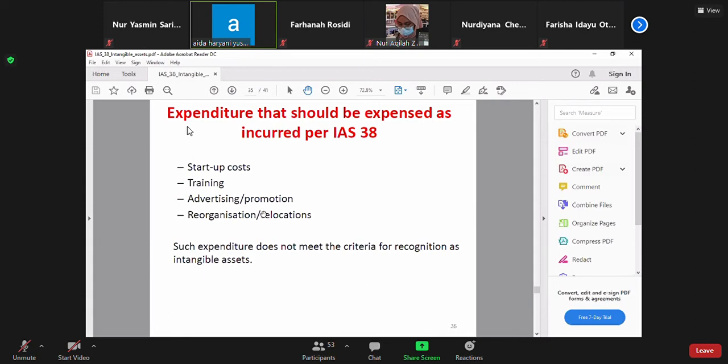Dia dah come up with the anti-vaccine and then they start to advertise the anti-vaccine. So, dia start kata all people should apply ataupun ambil anti-vaccine COVID ni and so on. Dia dah buat advertising. Okay, ataupun promotion on the anti-vaccine. So that promotion is not to capitalize. Okay. Such expenditure does not meet the criteria for recognition as intangible asset.